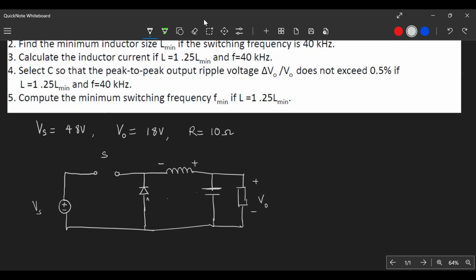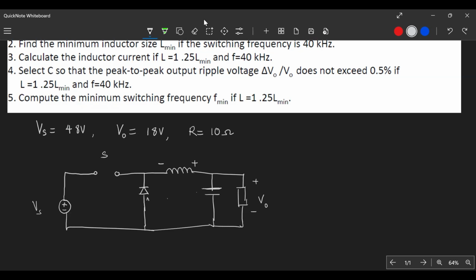So when the switch is closed, the inductor charges, and when the switch is open, the energy stored in the inductor is discharged through the load. So now you see that the energy through the inductor will be less as compared to the energy that is supplied by the source.